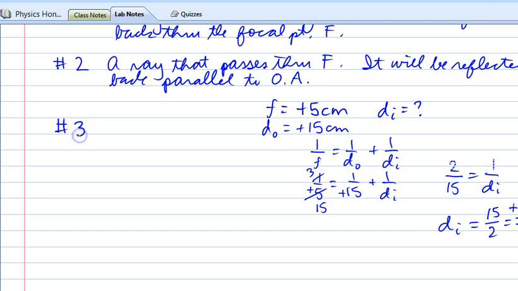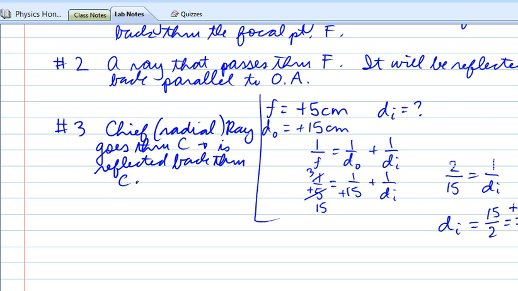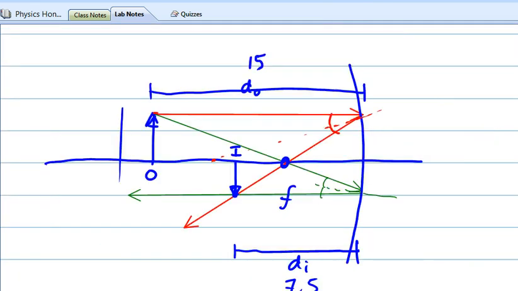I'm just going to show you that this third one works. The third principal ray is called the chief or radial ray. Basically, this ray goes through C, the center of the mirror, and is reflected back through C. And again, this is because of the geometry. If this is a sphere, then the center also represents the radius. Now the center here should actually be more over, but you get the idea.